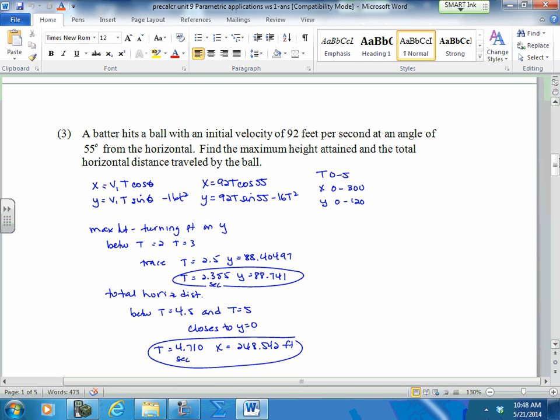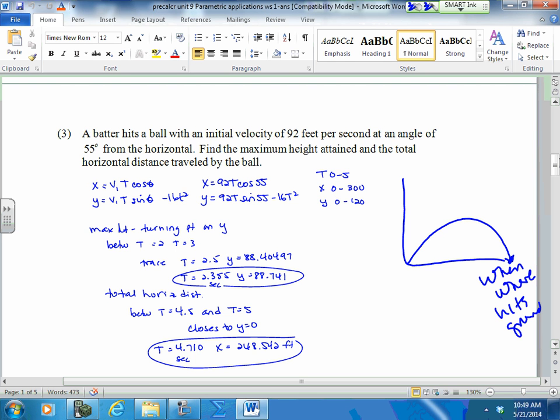Find the maximum height attained and the total horizontal distance traveled by the ball. Again, it's not going to take that long to hit the ground, right? A few seconds if you think about hitting a baseball. So you want to hit this ball. You're starting at the 0, 0 again, and you're landing here. This is when and where it hits the ground.